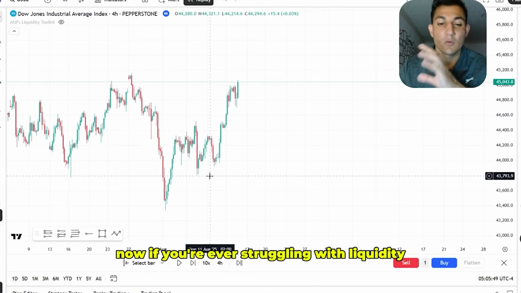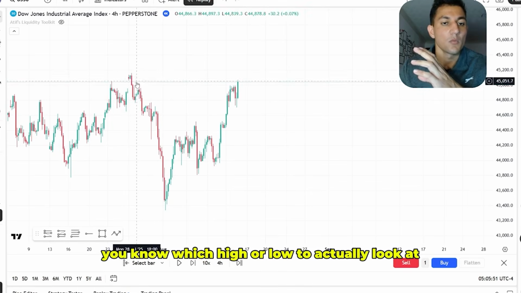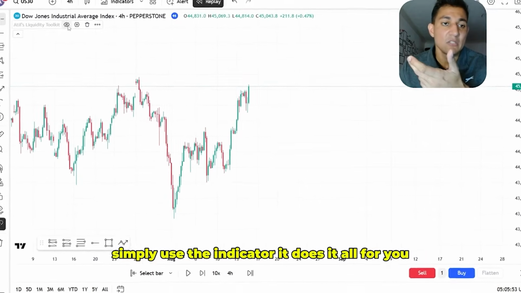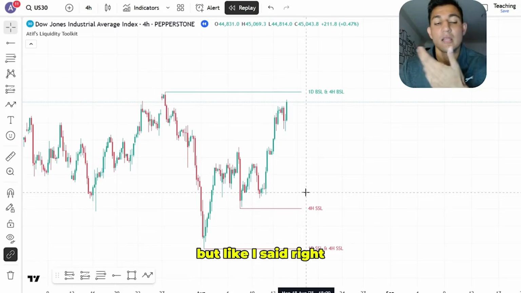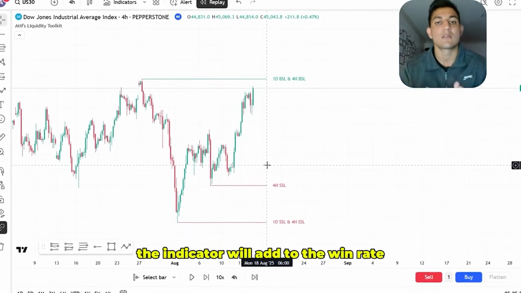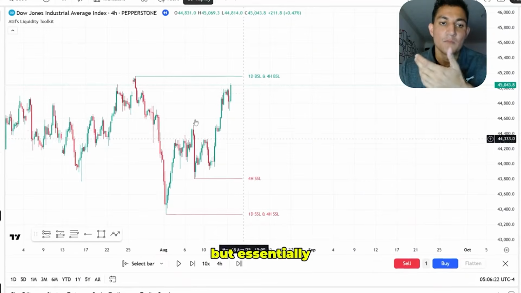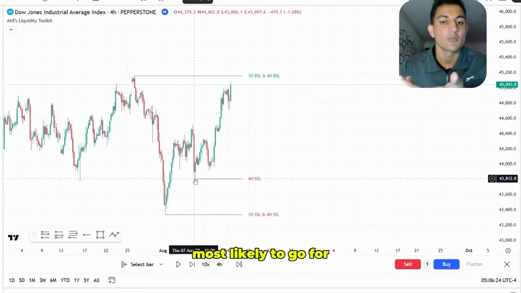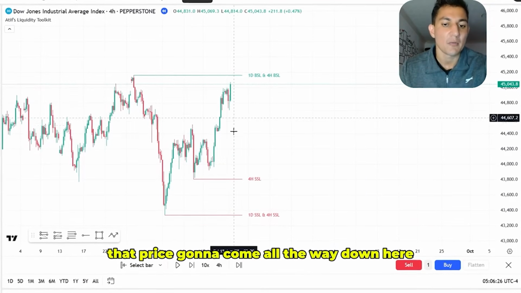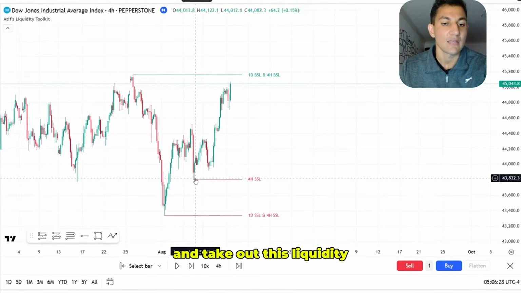Now, if you're ever struggling with liquidity and determining which high or low to actually look at, simply use the indicator. It does it all for you. But like I said, the indicator will add to the win rate, but again, you can become profitable using this with just naked charts. But essentially, which high or which low is price most likely to go for? Very, very unlikely that price is going to come all the way down here and take out this liquidity.